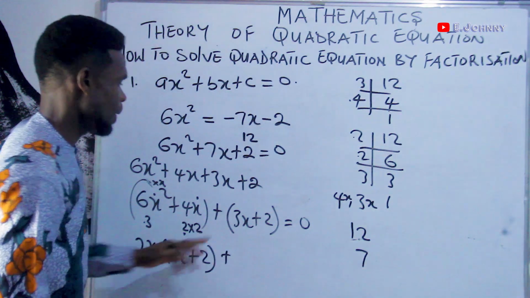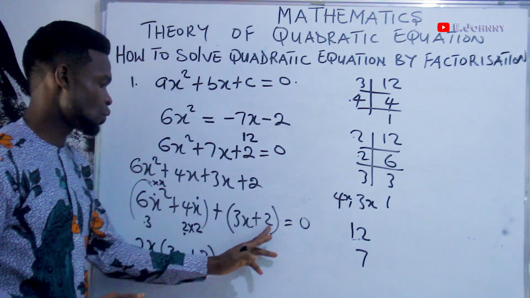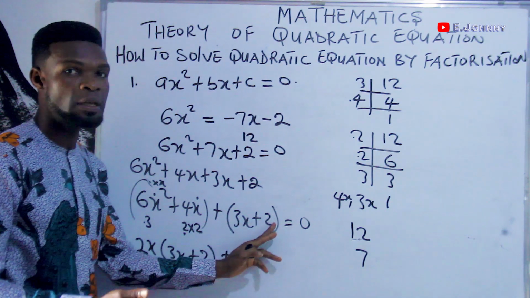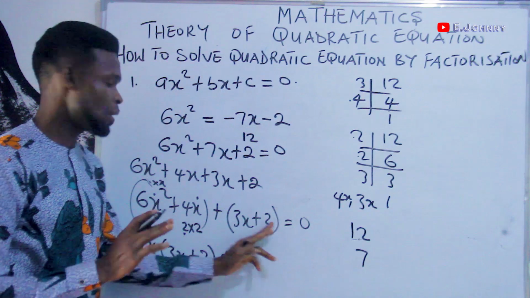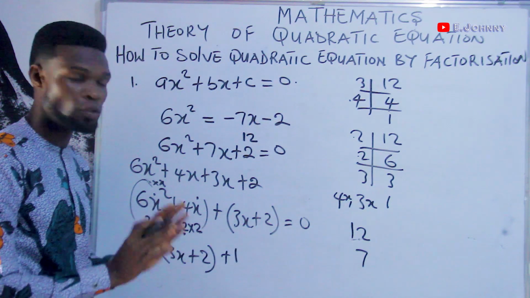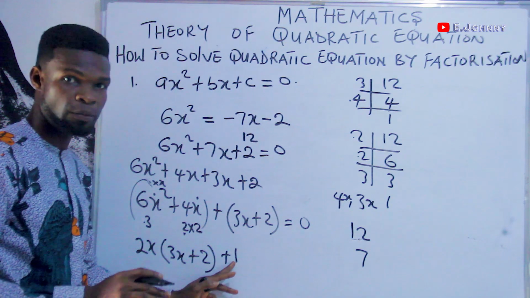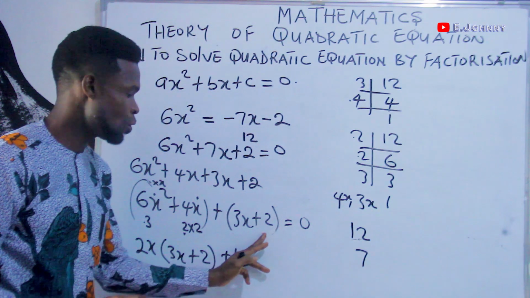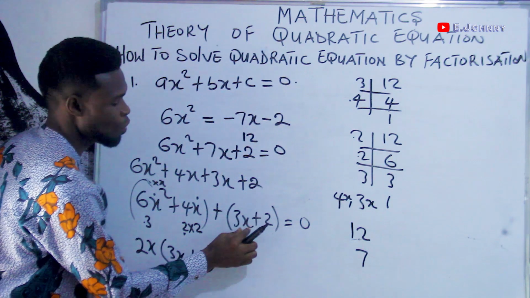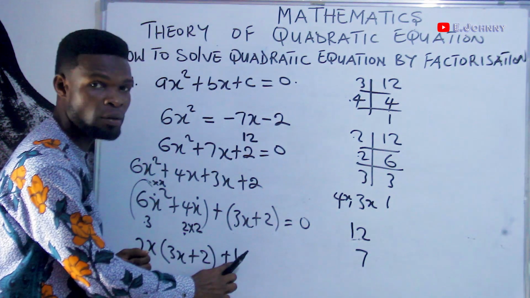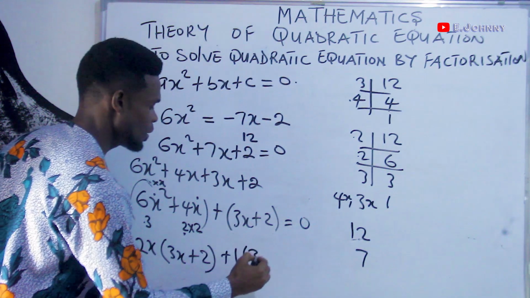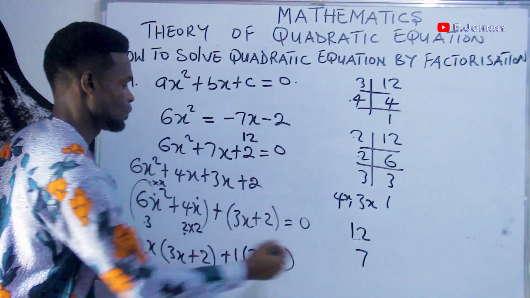Then plus, now if you look at this bracket, 3x plus 2, if you look at this, 3 is here, no 3, x is here, no x, so that means nothing is common. At that point, we say that 1 is common, since nothing is common. So the only thing that is common is 1. Because if you multiply 1 times the whole of this will still give you the whole of this. So since nothing is common here and here, that means 1 is common. You write 1 into 3x plus 2 equals to 0.